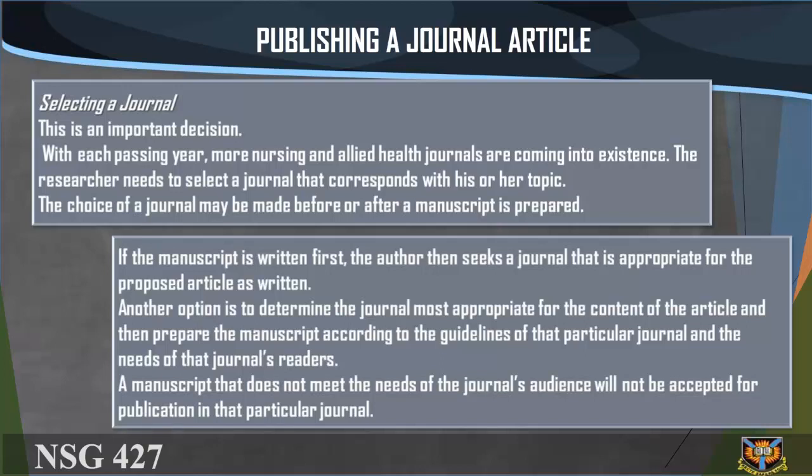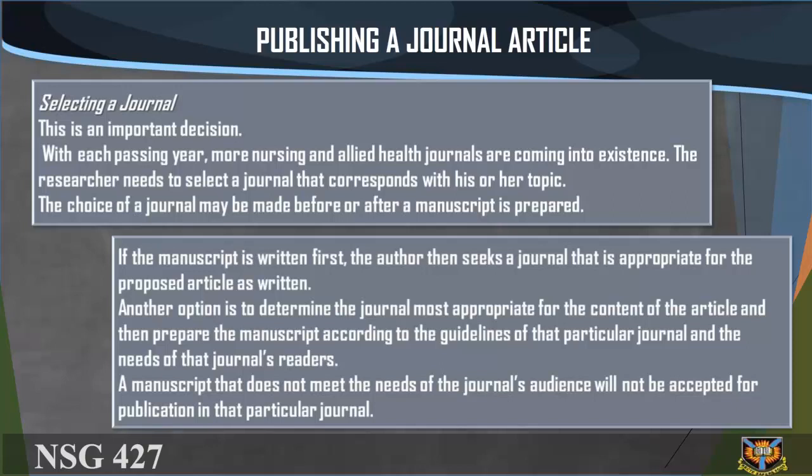Selecting a journal. Selecting an appropriate journal for an article is an important decision. With each passing year, more nursing and allied health journals are coming into existence. The researcher needs to select a journal that corresponds with his or her topic. The choice of a journal may be made before or after a manuscript is prepared. If the manuscript is written first, the author then seeks a journal that is appropriate for the article as written.